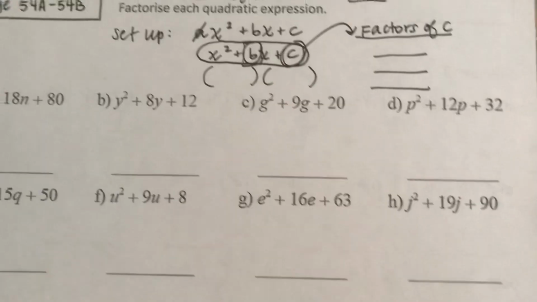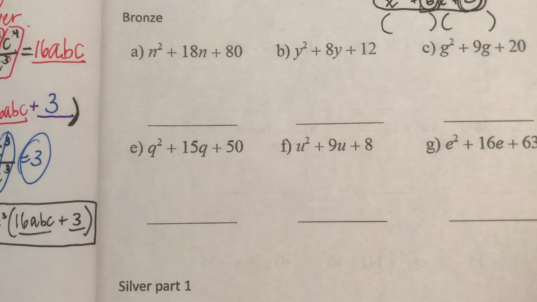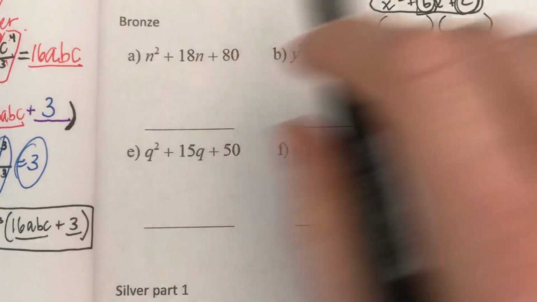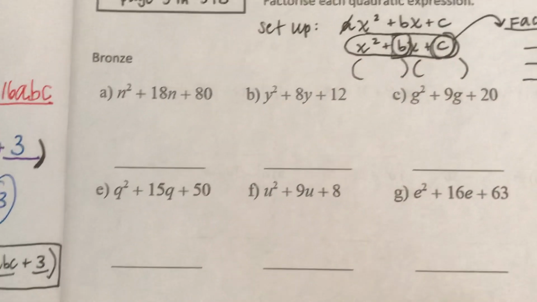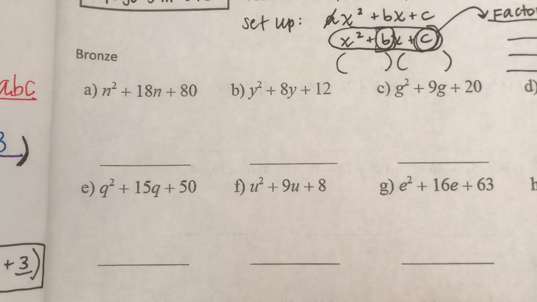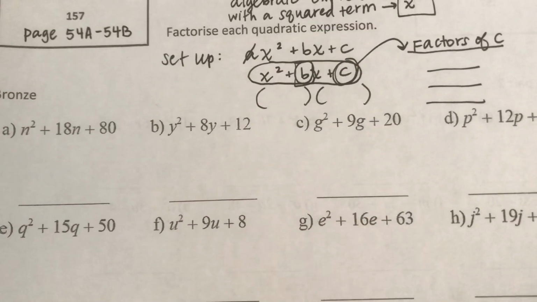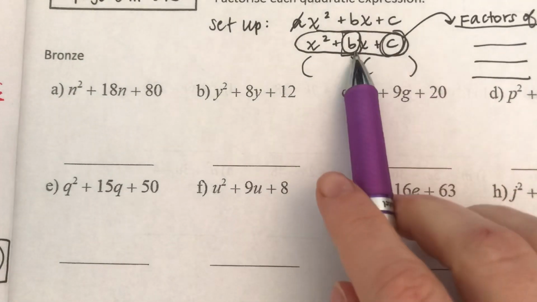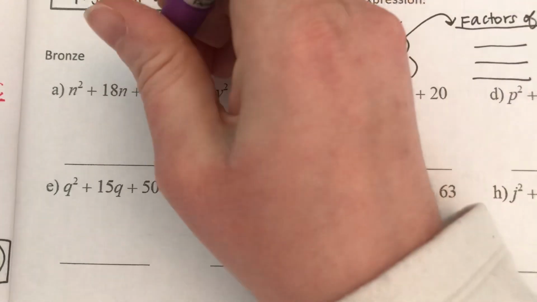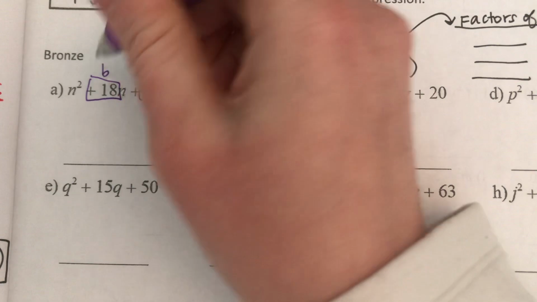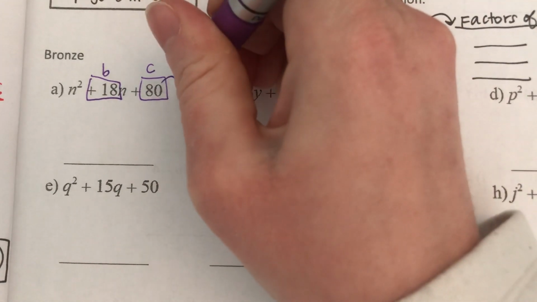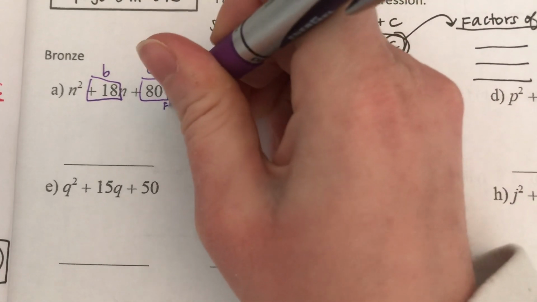So the best way to do this is probably just to look at some examples, okay? So I'll start with this bronze example over here, A. Okay, let me find a good pen. So, like I said, I want to take the value of c, and then find the factors of c that add up to the value of b. In this case, this would be my value of c, and this would be my value of b. So I want to take the factors of c, or 80, factors of 80.